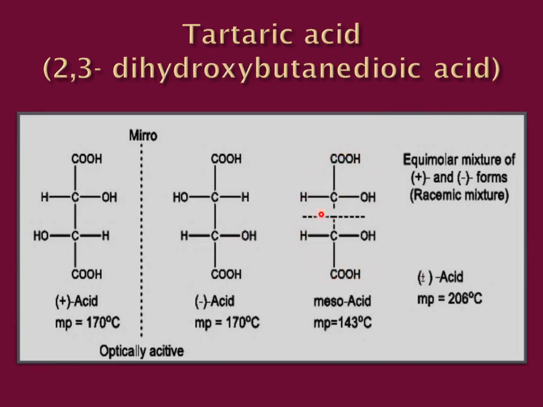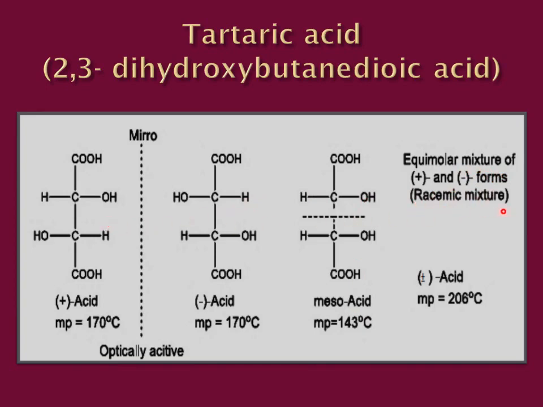Means if you are going to divide this molecule through this plane, you will obtain equal halves, which is not possible in the negative isomer as well as in the positive isomer. So whenever there is lack of chirality in a compound, it is going to be optically inactive. This is the meso acid. Equimolar mixture means the positive and negative isomer or the racemic mixture is also optically inactive. So these are the four isomers of tartaric acid.